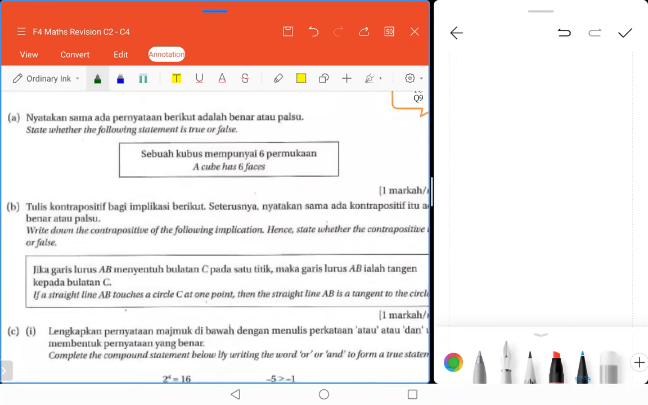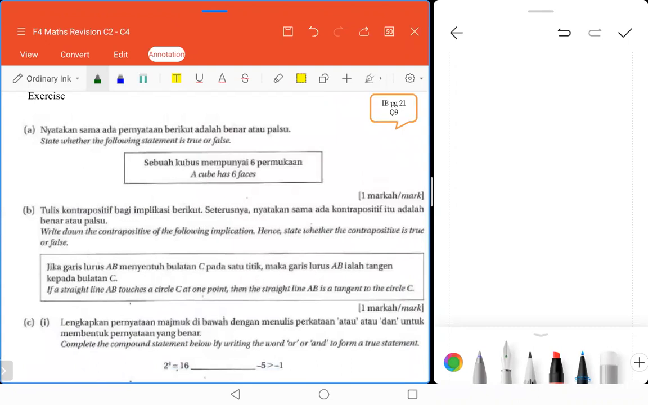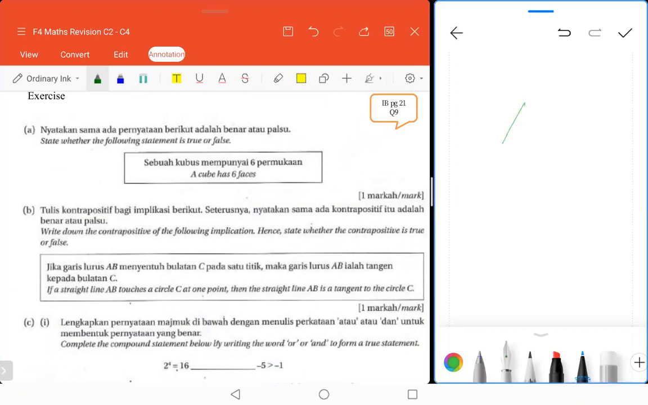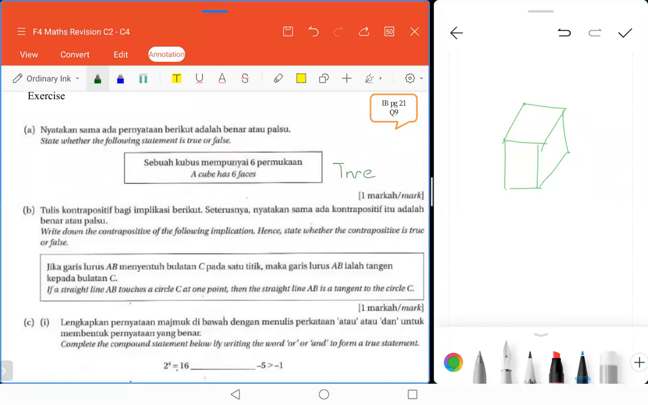Question A. State whether the following statement is true or false. A cube has 6 faces. Cube. Yes or no? True or false? Come on, send in your answer, please. True, true, true. Okay, all true. Correct. True. B. Write down the contrapositive. Contrapositive is the SCIC, the last one.